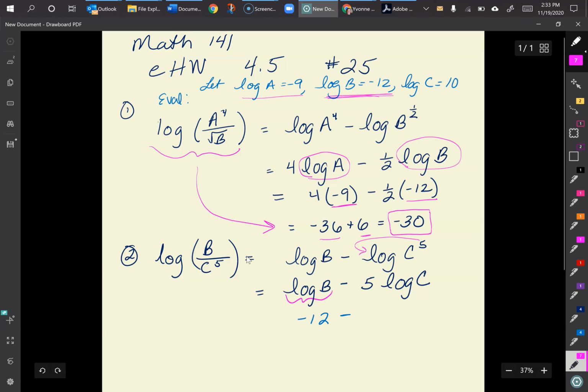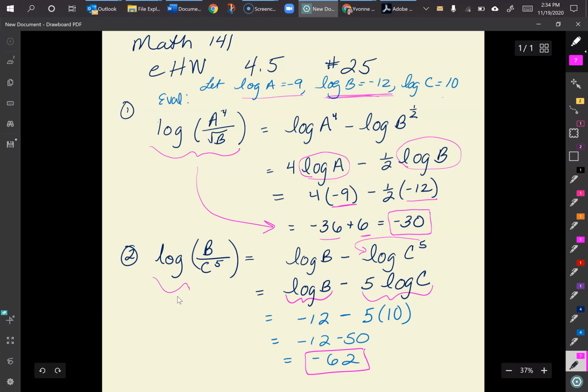And same thing here, 5 log C would be the 5, and log C is 10. So just go ahead and write that in there. And then I'm going to just calculate that out. -12 minus 50 equals my -62. And that is my answer for all of this problem.